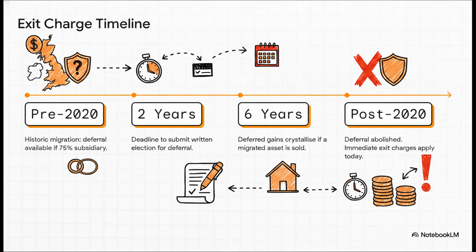When a company migrates its residence out of the UK, it triggers exit charges. That basically means all its assets are deemed to be sold at market value right then and there. Now, for historic migrations, before January 1, 2020, there was a bit of a safety net. A 75% subsidiary could elect to defer these charges, which would then crystallize if an asset was sold within a 6-year window. But, note the final point. For any modern migration post-January 1, 2020, that deferral has been completely abolished. Gone. Immediate exit charges apply today.